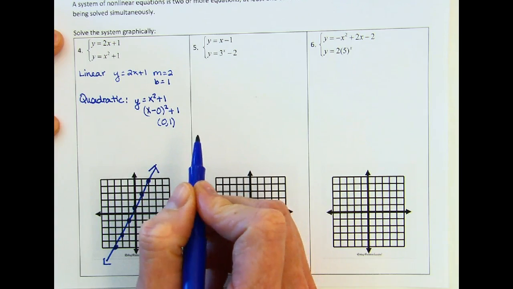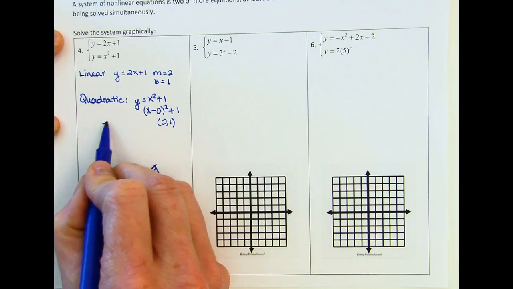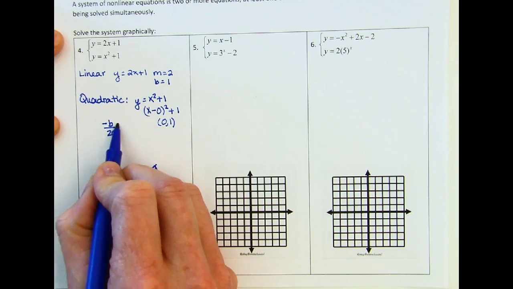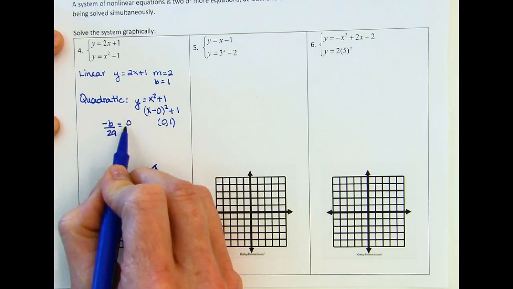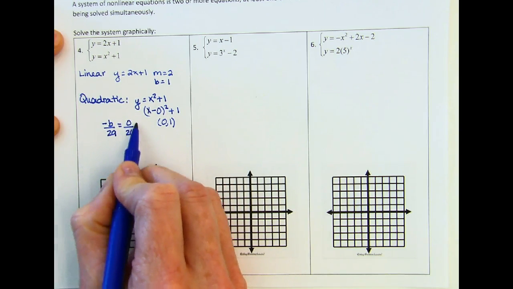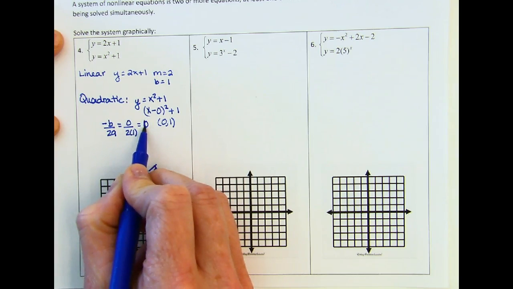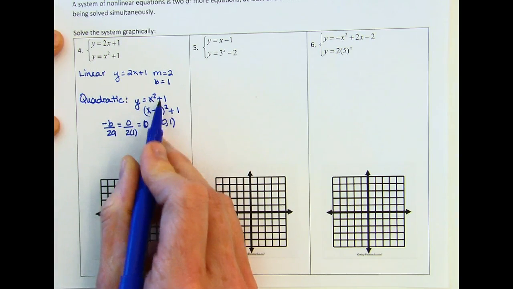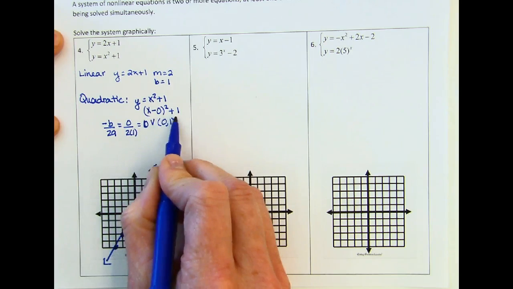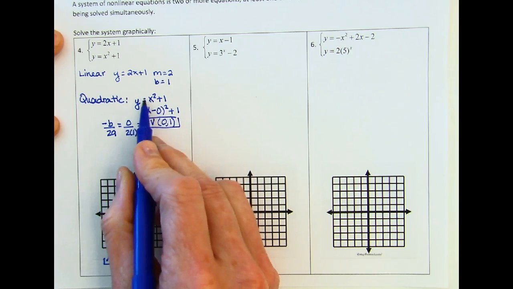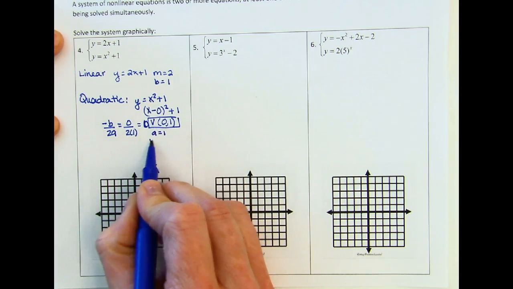But let's say you forgot that and you didn't know that. So you would do negative b over 2a. And the b is 0. That's why it is in vertex form. And you get a 0 there. But when you plug 0 back in, you're going to get a 1. So here is the vertex. A is 1. So it's going to follow the 1, 3, 5 pattern.